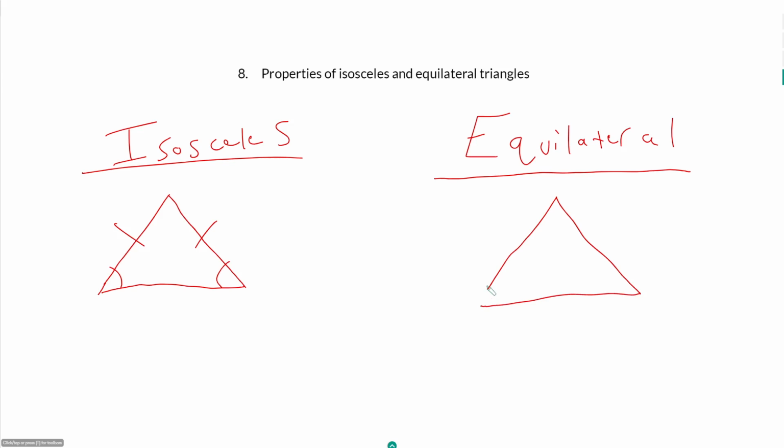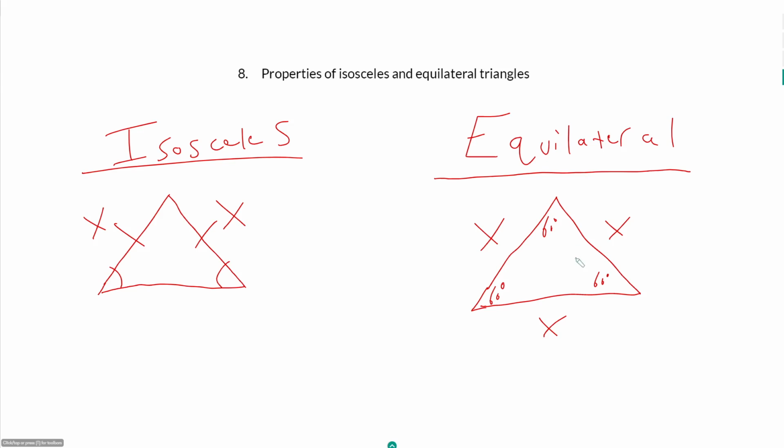Now with equilateral triangles, we know all of our sides have the same length. Here we said these two sides are the same, so x and x. Here we know all three sides are the same length. Therefore, the angles opposite those sides must be the same. Since the sum of the angles of a triangle is 180, each of those angles has to be 60.